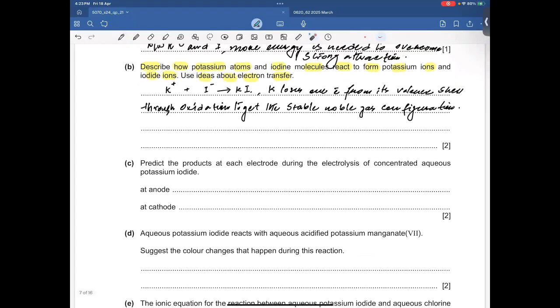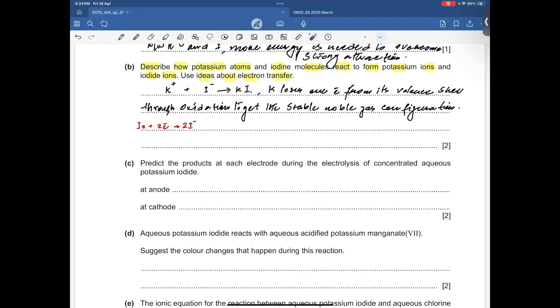An examiner is looking for the iodine molecule, right? So potassium atom and iodine molecule need to be reacted together. This is the iodine molecule, which will gain 2 electrons and convert into iodide ions. So 1 potassium loses 1 electron, so 2 potassium lose 2 electrons, because the iodine molecule needs to get 2 electrons.